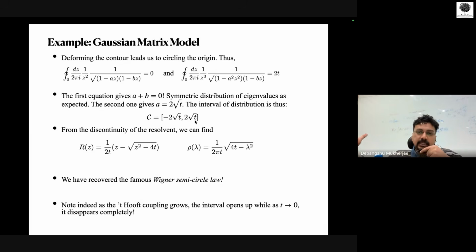Whereas when this t, the 't Hooft coupling, goes to 0, all of these eigenvalues start coming together, they bunch up at the minimum of the potential, which in this case is m square, at the point 0 at the origin. And this entire interval disappears completely. So whatever we have calculated till now, including the distribution of the eigenvalues and the distribution of the interval and the length of the interval and so on and so forth, actually matches with all the intuition that we gathered till now.